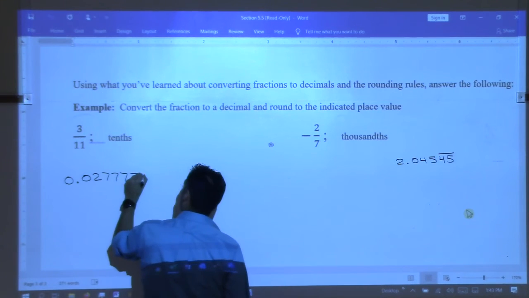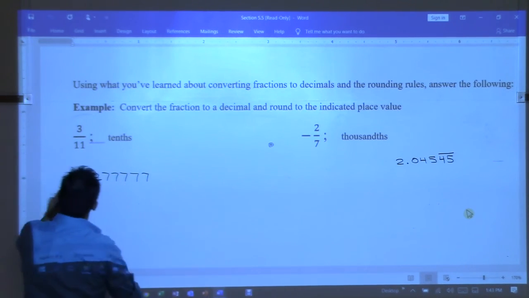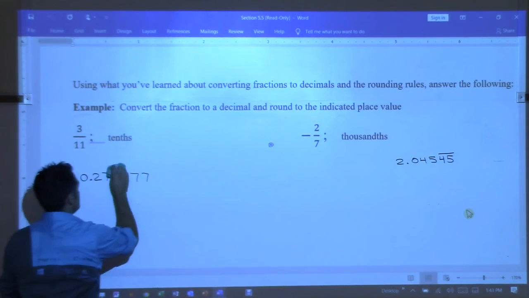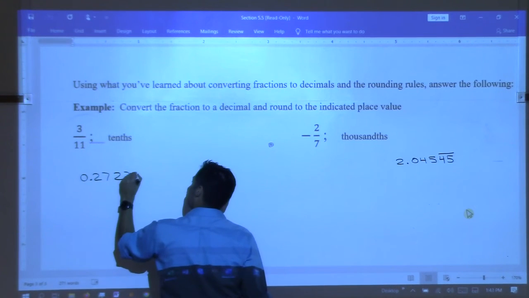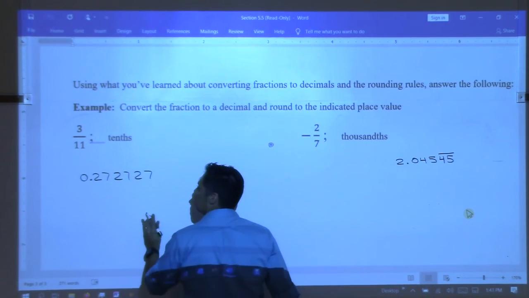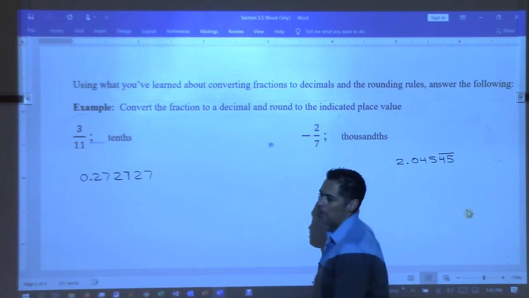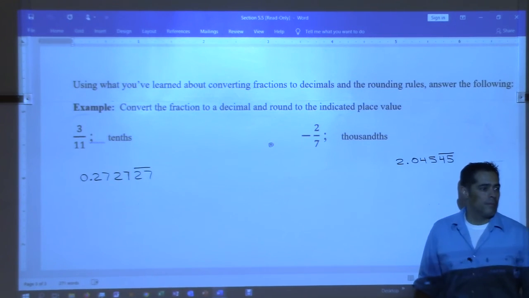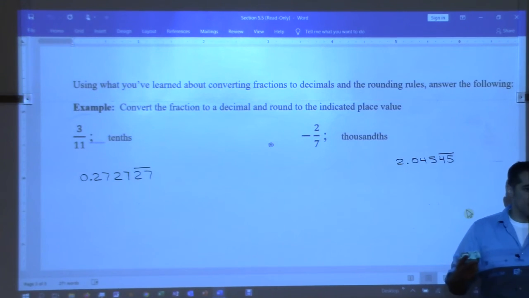0.027777 repeated? No, so 27. Oh, it's 0.2, and then 27 after that. 27, just 27, 27, 27. Okay, 27, 27. And it repeats, right? Yes. But we want to round that to the nearest what? Tenth. So we're combining what we did in the past section with this.